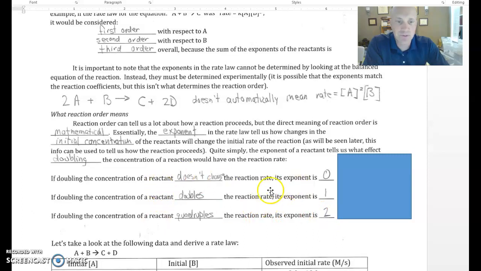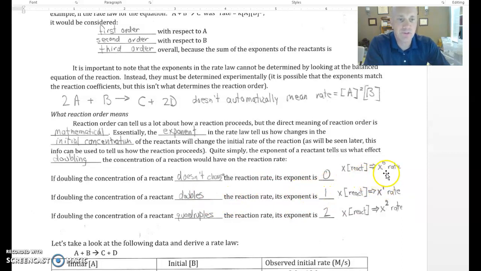While this is the most simple way of explaining what these exponents mean, technically this is where these numbers come from. If x times a reactant were to yield x raised to the 0 increase in the rate, it's 0 order. So remember, anything to the 0 is 1.